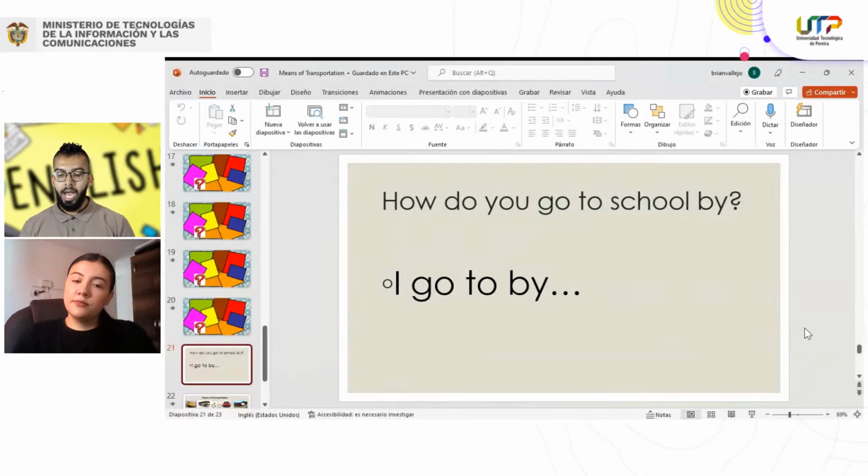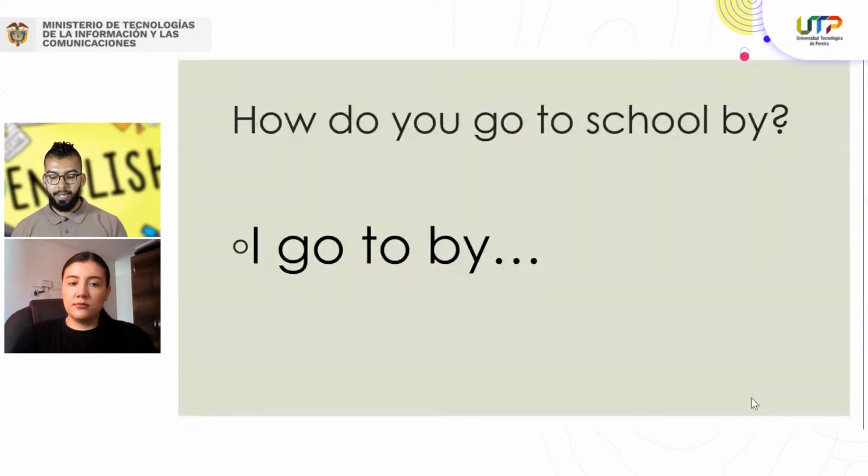Tenemos la pregunta, how do you go to school by? That's the question. Y también les comparto la manera de cómo contestar la pregunta. ¿Sí? How do you go to school by? O how do you get to school by? ¿Sí? La idea es que pongamos en práctica este vocabulario que aprendimos y que lo usemos con oraciones de la vida real. ¿Sí?